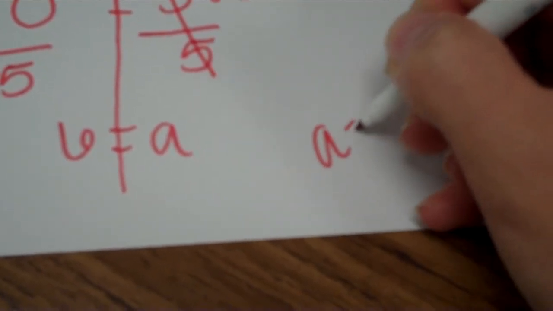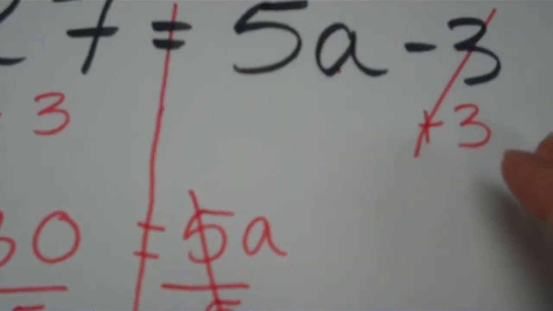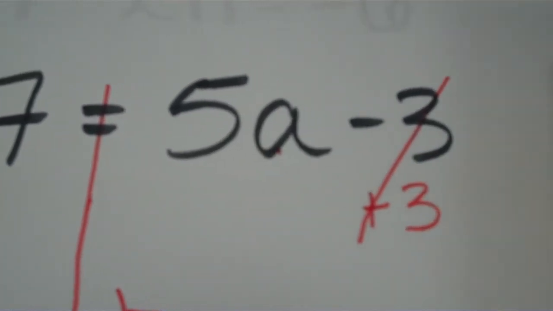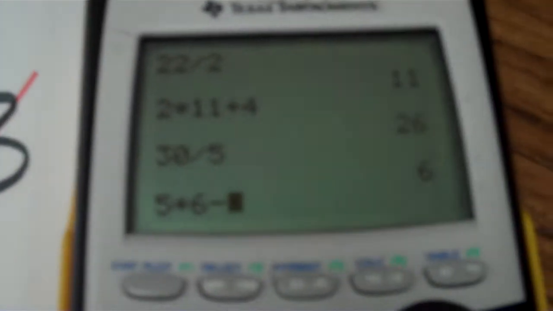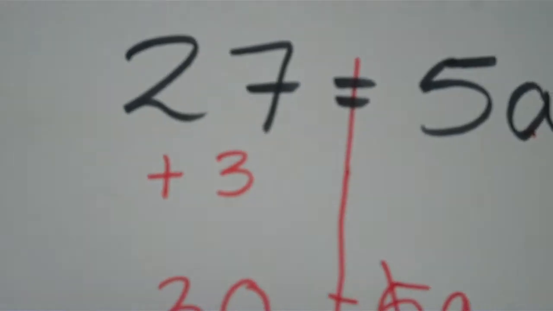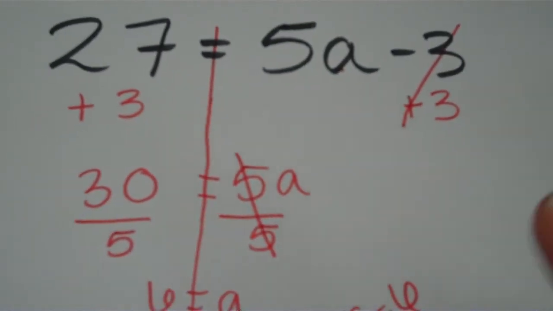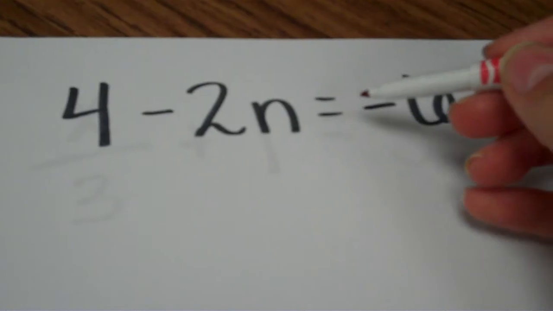You can box it like this, or some people will write a equals 6 like that. Either one doesn't matter. Okay? Just to check, 5 times 6, and then minus 3 does equal 27. Okay? So yet again, it's going to be weird in the beginning, but we're going to make it a little easier later. Okay? Let's do another one.